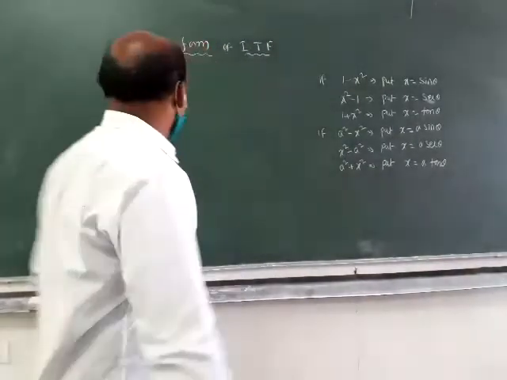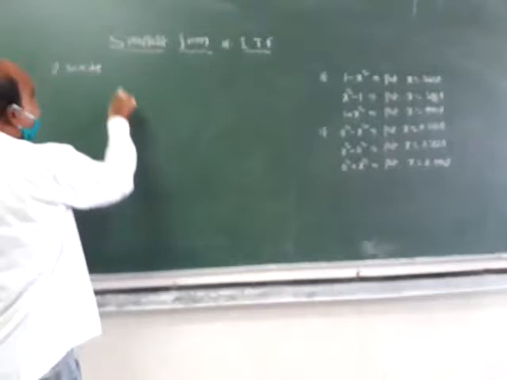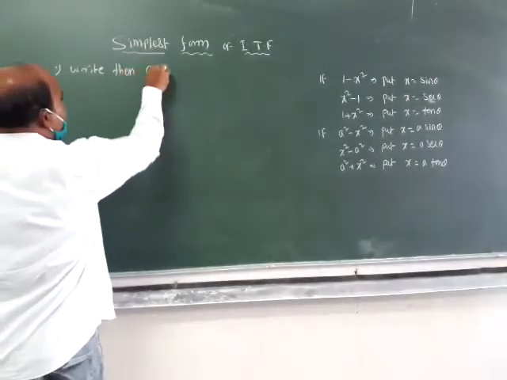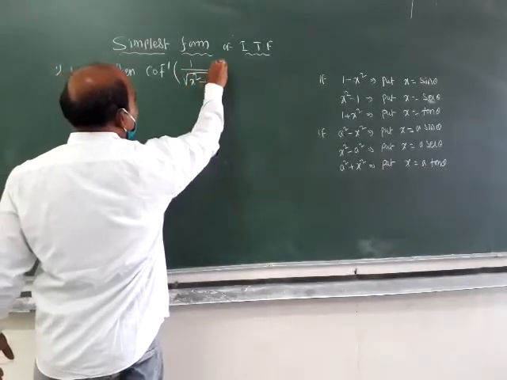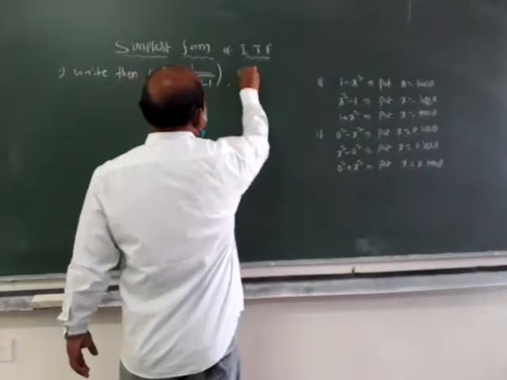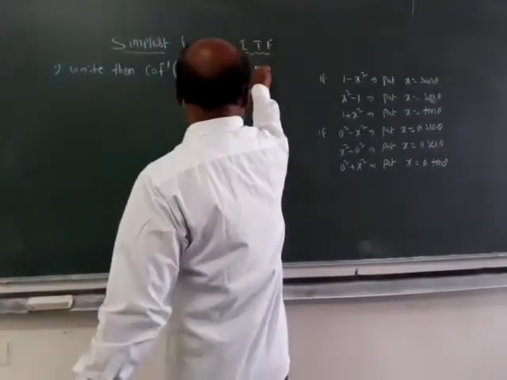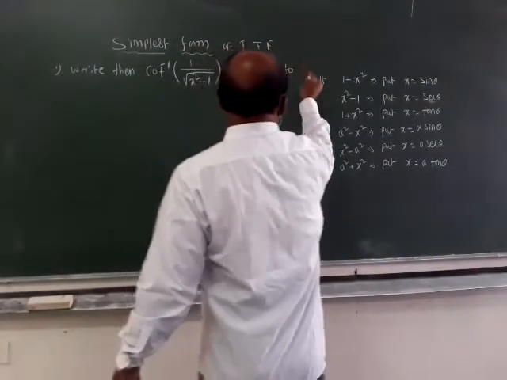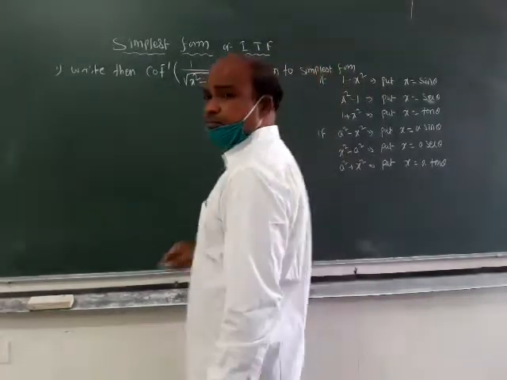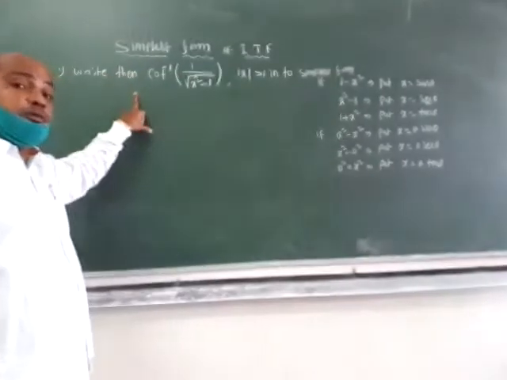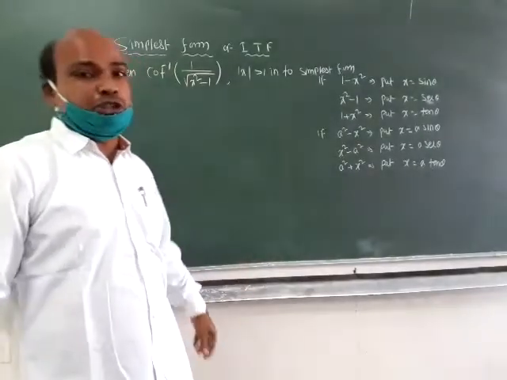I will give one example. The question is: write cot inverse of 1 by under root of x square minus 1, given that mod x is greater than 1, into simplest form. This question will be important for PUC. Even in the objective section, you will get some similar types of questions.